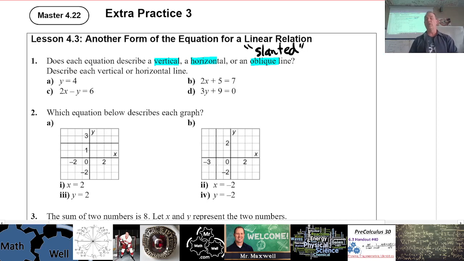And yes, you do need to know these terms for the final tomorrow. So if you're not remembering these, you need to look them up. Put them on your cue sheet if you want. You can have a cue sheet for this test tomorrow, so put them on your cue sheet if you're in my class here. Now, y equals 4.